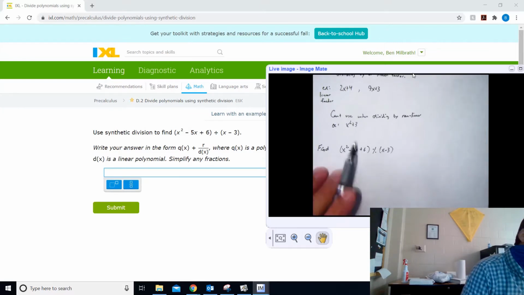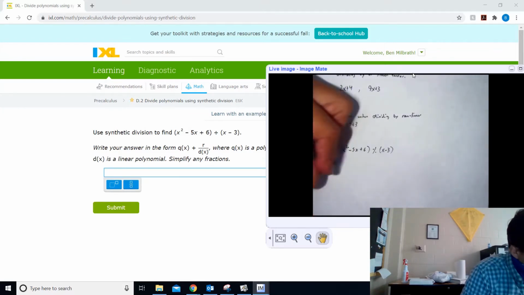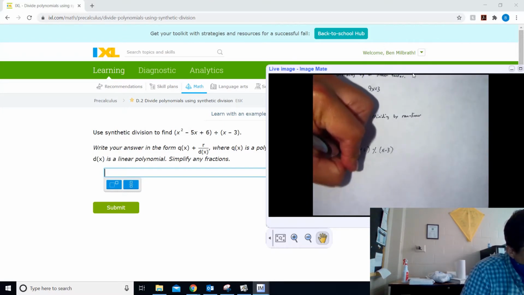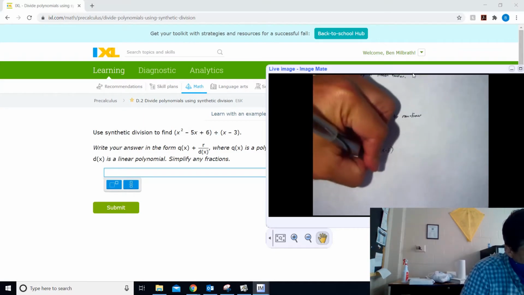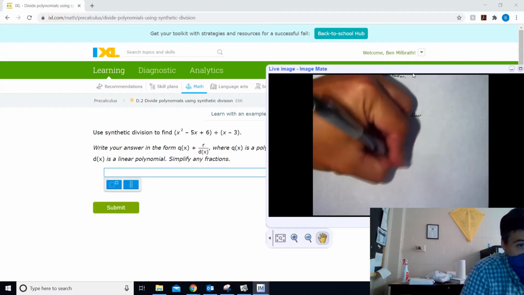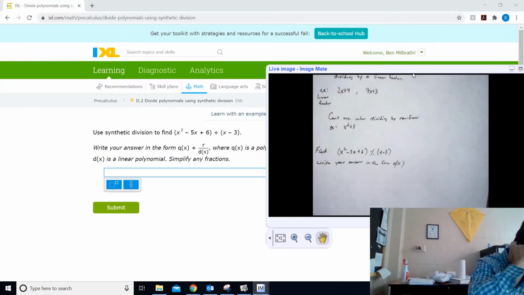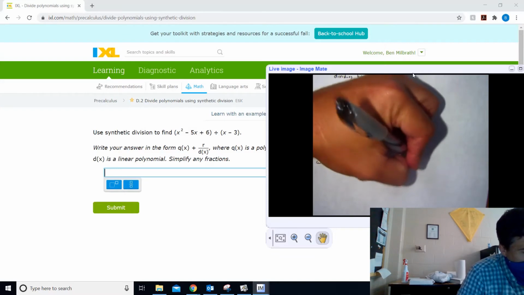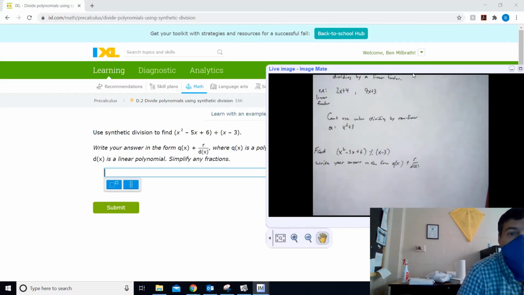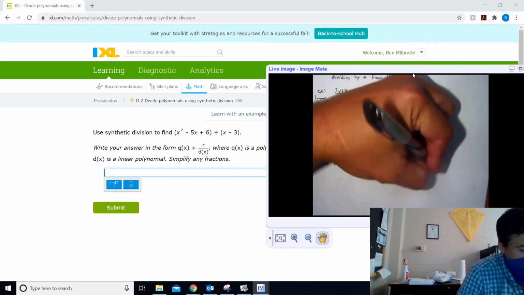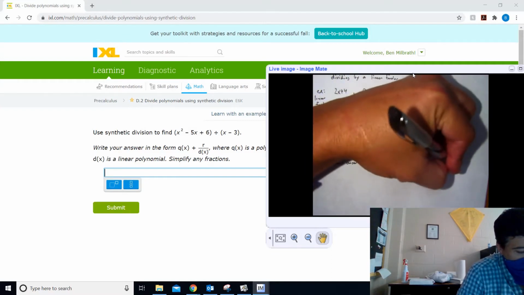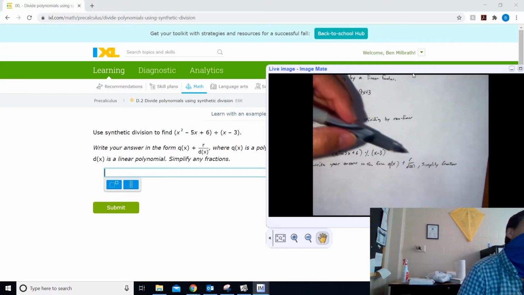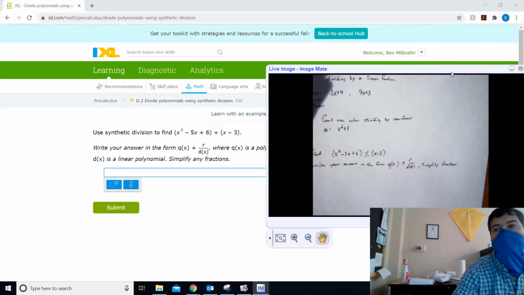And they've got how they want their answer written. Put that down in your notes. Write your answer in the form q of x, q standing for quotient, plus r over d of x, where q of x is a polynomial and d of x is a linear polynomial. Simplify any fractions. So they're going to want us to simplify this remainder. Let me full screen that so you can see it better.